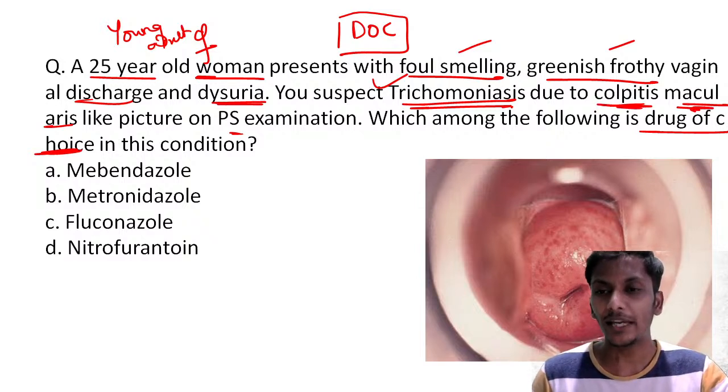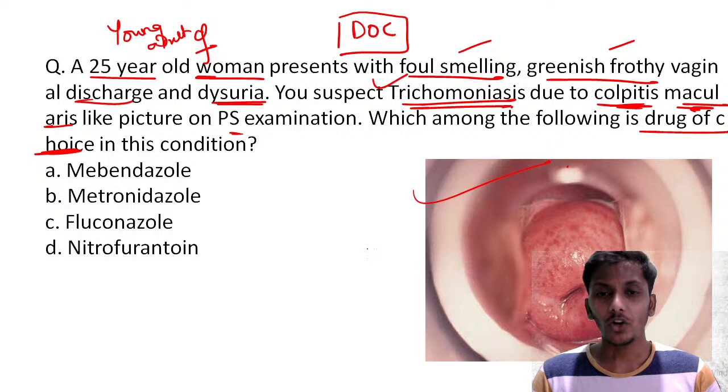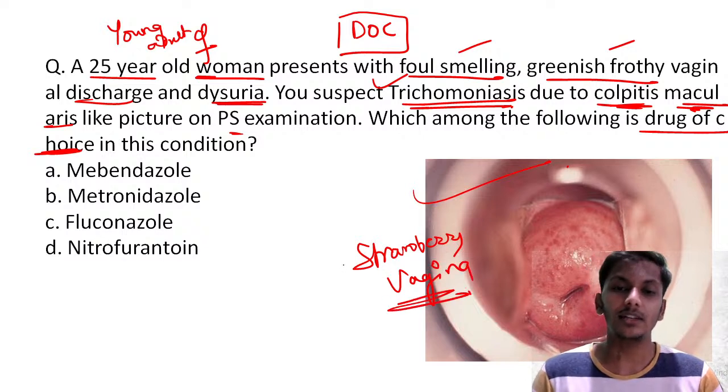We suspect trichomoniasis because there is a colpitis macularis like picture. Okay, on per speculum examination we can see this picture, and what is this picture? It is a colpitis macularis like picture, which is known as strawberry vagina. This is the usual, characteristic appearance of trichomoniasis.